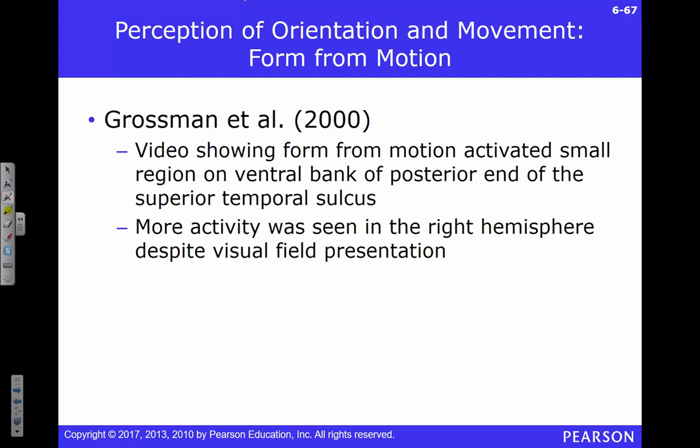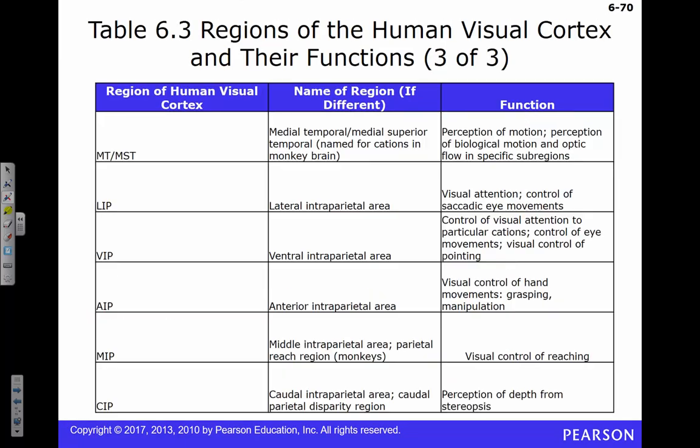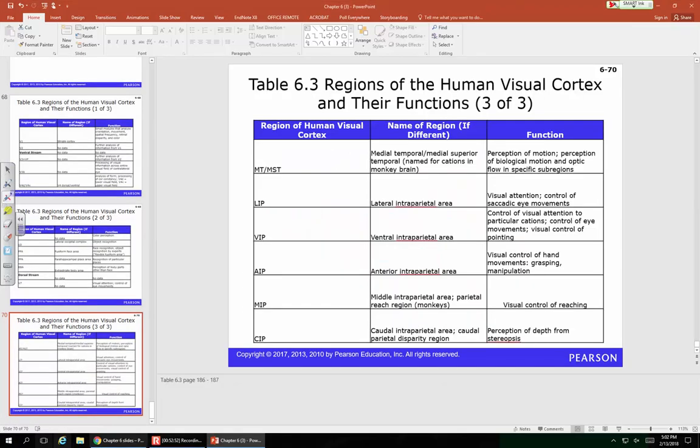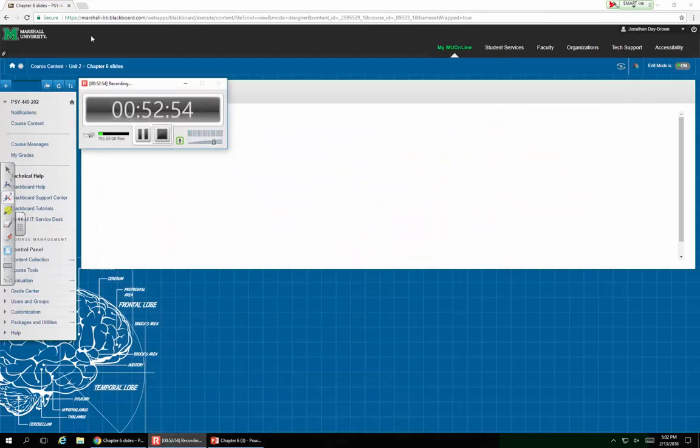Don't worry about any of this. Don't worry about that either. All right. Questions about vision? What do we do for the people who can't see things that are moving?